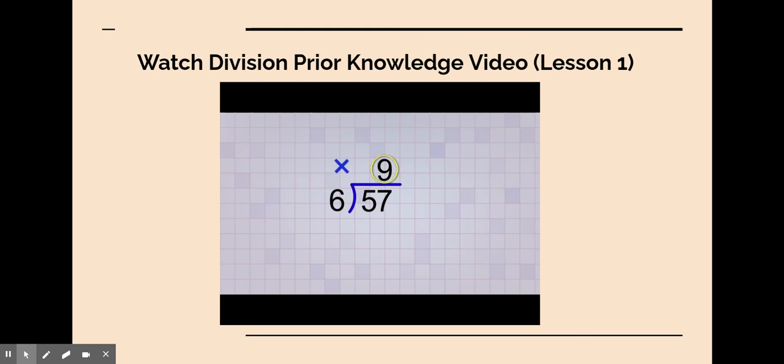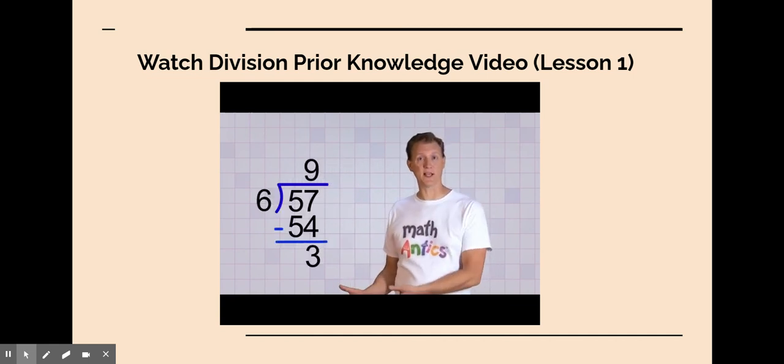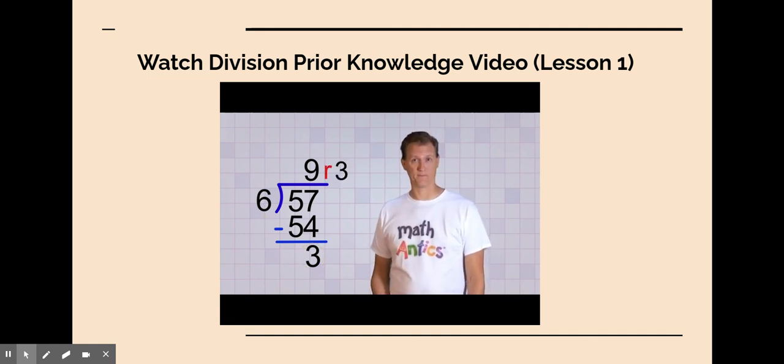Next, we multiply 9 by 6, which we already know will give us 54 because that's what our multiplication table showed us. Now we need to subtract 54 from 57. That gives us a remainder of 3. Again, that's good because that's less than our divisor. So 57 divided by 6 equals 9 with the remainder of 3.